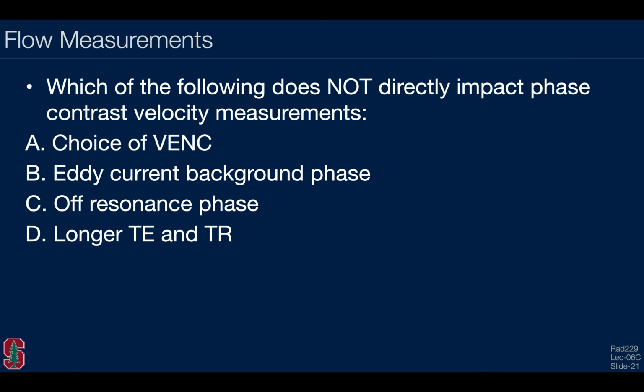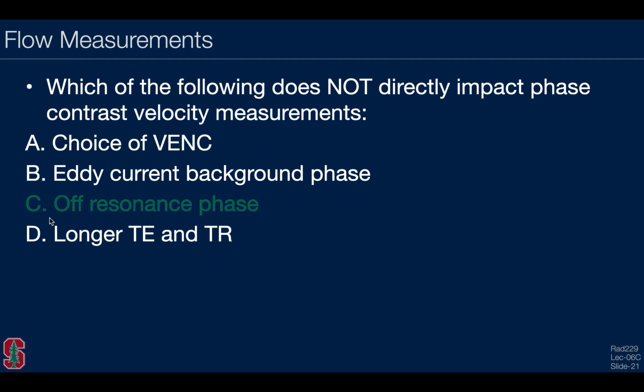Okay, so one last question before we wrap up the lecture. So when it comes to flow measurements, which of the following does not directly impact phase contrast velocity measurements? Is it the choice of VENC? Is it eddy current background phase? Is it the off resonance phase? Or is it the longer TE and TR that we require in this sequence? So you can pause while you think about your answer.